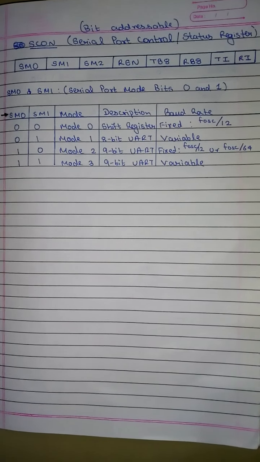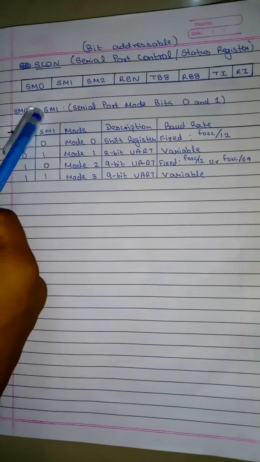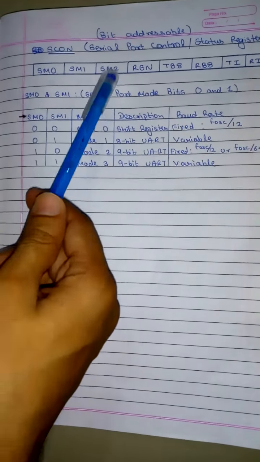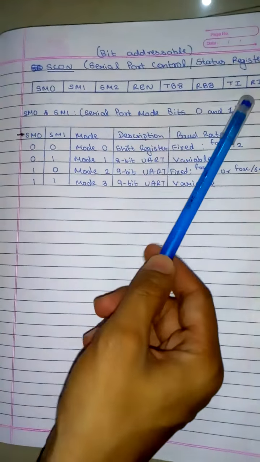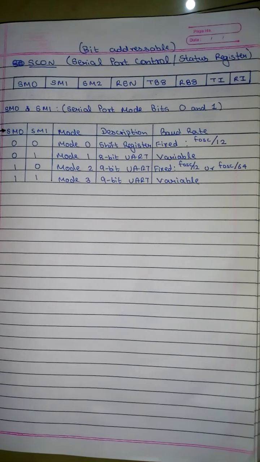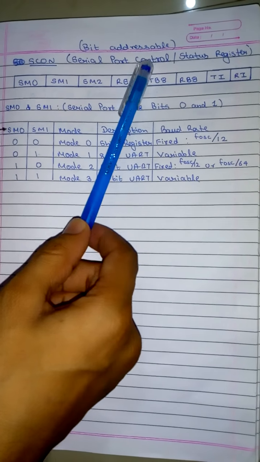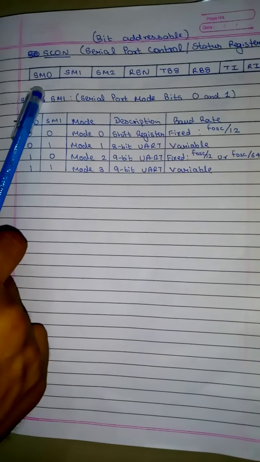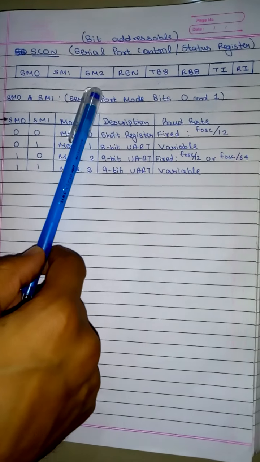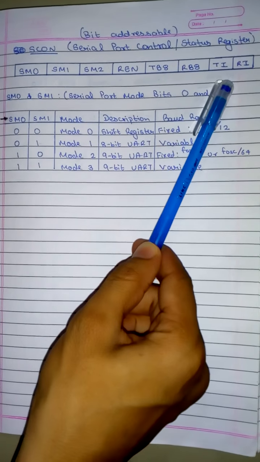Hello guys, today we are going to talk about the SFR, that is Special Function Register of Serial in 8051, that is SCON. SCON is Serial Port Control/Status Register. The first thing to note about SCON is that it is bit addressable. There are 8 bits in SCON: SM0, SM1, SM2, REN, TB8, RB8, TI and RI.